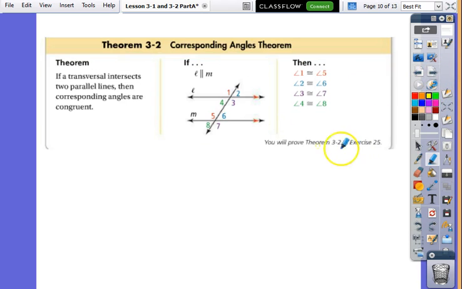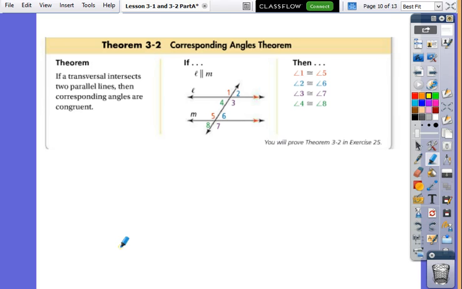Becker, that's great. All right, finally, corresponding angles are going to be congruent too. If a transversal intersects two parallel lines, then corresponding angles are congruent. We okay? Anybody have any questions?